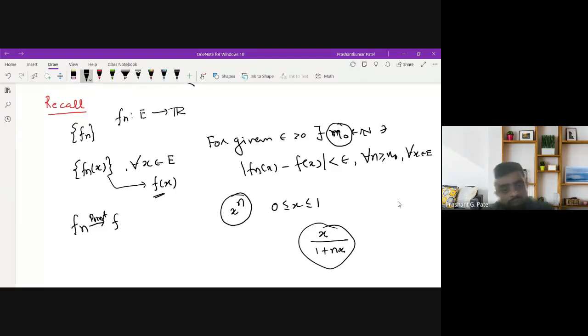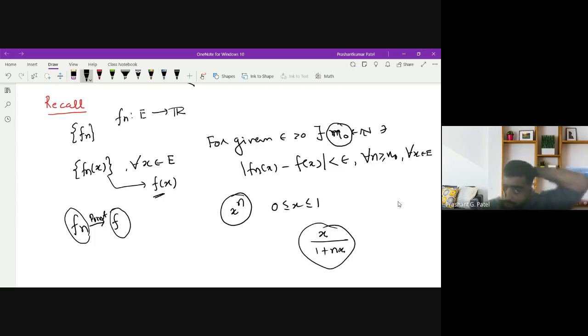Also, a very interesting observation is that each f_n is continuous, but under pointwise convergence, it does not mean that the limit function f is continuous. Here I am going to discuss differentiability and integrability. Each f_n is integrable, but it does not mean that the function f is integrable. And each f_n is differentiable, but it does not mean that the function f is differentiable.